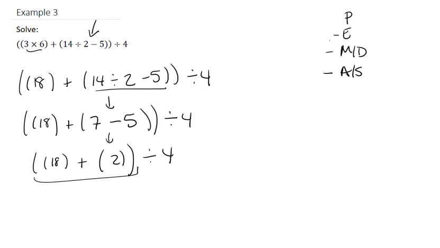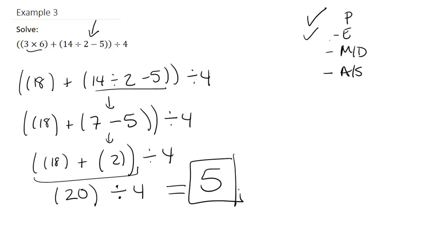So all we have is 18 plus 2. There's no more operations, so we can just go ahead and solve for that. So 18 plus 2 is 20. Then we need to divide by 4. So this is our last step. As we've dealt with our parentheses here, we don't have exponents, and then the next step would be to multiply or divide. So 20 divided by 4 is equal to 5. And that would be our solution.